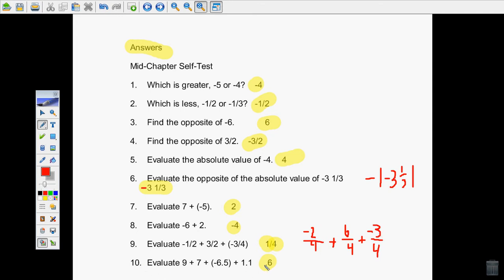And then finally, number 10, you should have gotten 0.6. Okay, so just check your answers. Make sure you understand how to get each one of those. Those will be on a quiz further in the chapter.